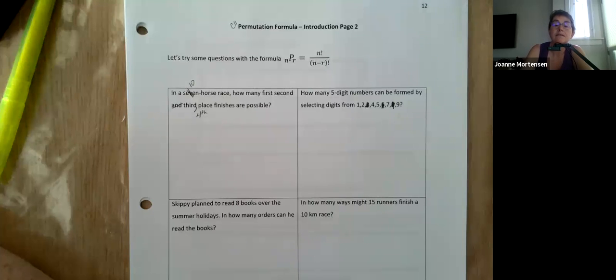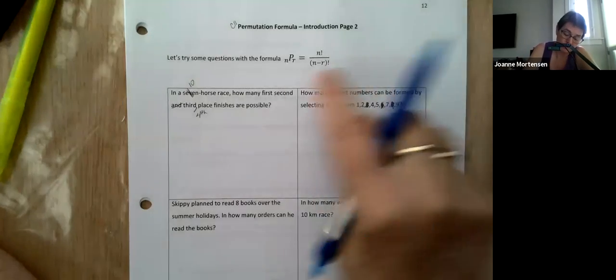Hi there, this is Permutation Formula Introduction, page 2. So we talked about factorial in the last video. We just practiced finding n and r. Now we're actually going to use our formula.